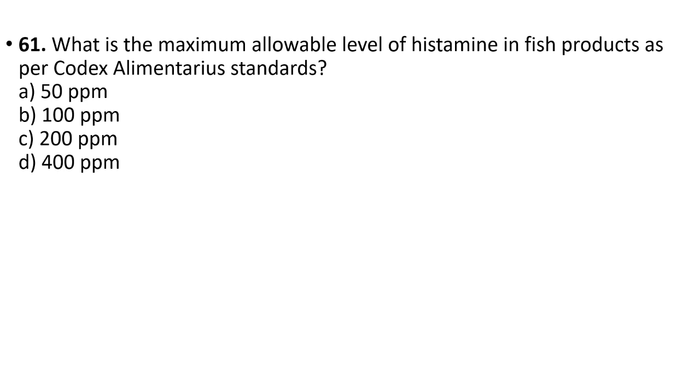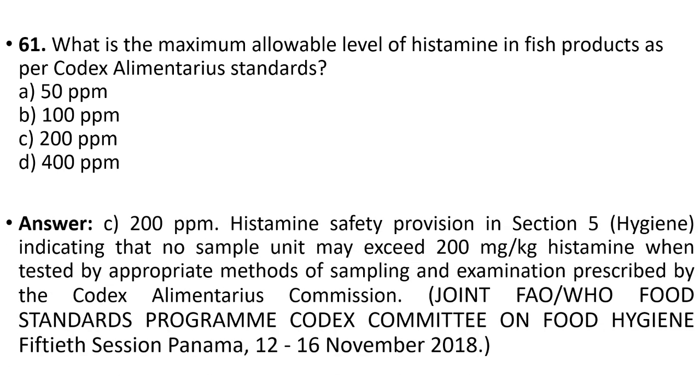61. What is the maximum allowable level of histamine in fish products as per Codex Alimentarius standards? 50, 100, 200, 400 ppm. Your answer is option C, 200 ppm.